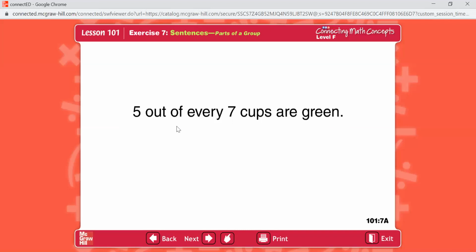In part A, write the equation with the fraction in letters. How would this read? 5 out of every 7 cups are green. You're going to use equations like the one you just wrote to work problems.